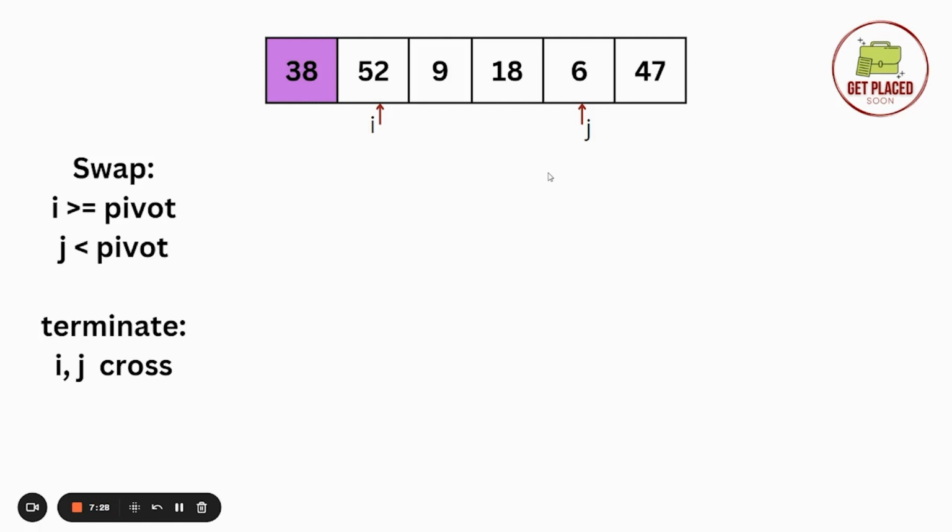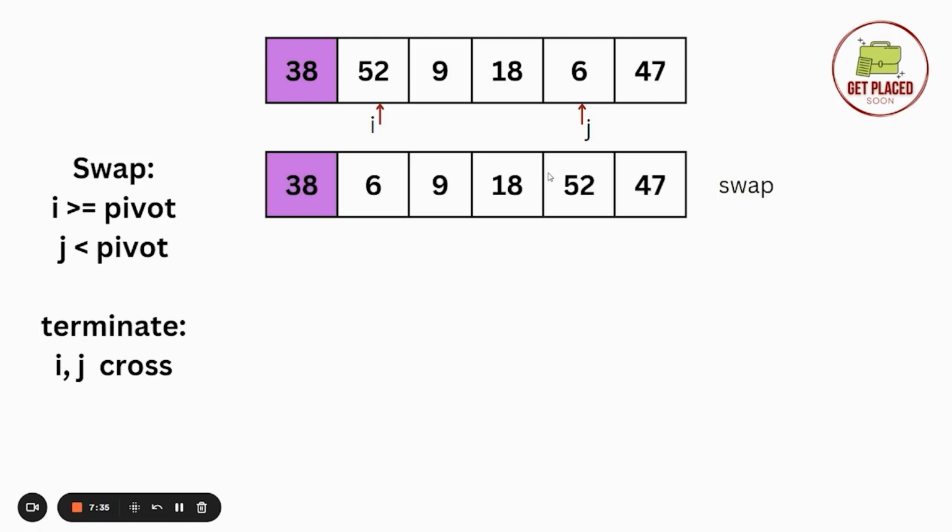Now i is at a position where i is greater than pivot and j is at a position where j is less than pivot. Now swap. Once we swap, you can see 52 and 6 are swapped. 38, 6, 9, 18, 52, 47 are now the array positions. Now again iterating i and j pointers.